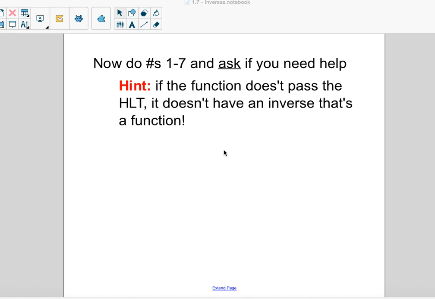Guys, hopefully you finished up these 1 through 7 here, skipping 3. Let me just check with my key here. So number 1, if you got them, great. If you got them all wrong and you have no idea what you're doing, then ask questions. We're going to do 2 days of 1.7, so hopefully by the second day you'll get it straightened out. But number 1 should be f inverse of x equals x plus 1 over 4.